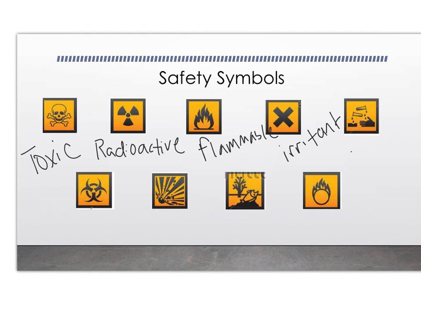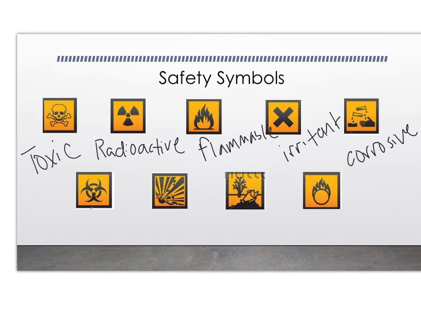The next one is a corrosive symbol, and if you get something corrosive on you or on the table, it will cause you to corrode or break down. If you look at the tabletop and the hand, there's a small indentation that goes down. That means it will break down your skin or break down the table, and that is very dangerous because you really don't want something eating through your skin.